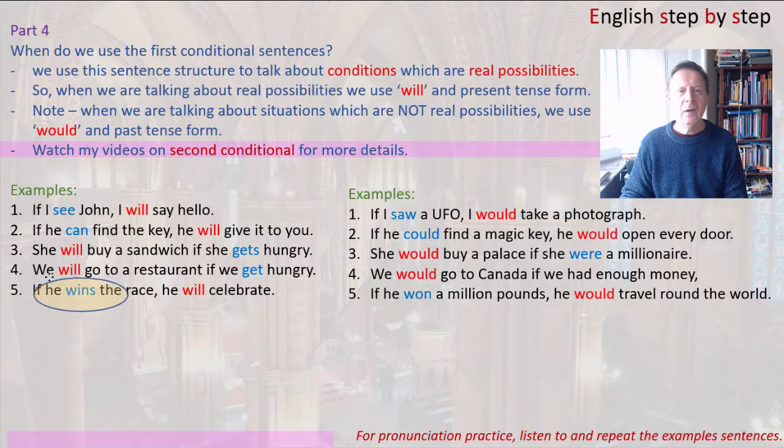Number 5. If he wins the race, he will celebrate. It's possible that he will win the race. If he won £1 million, he would travel around the world. Well, this is not a real possibility, so we use the second conditional with would.